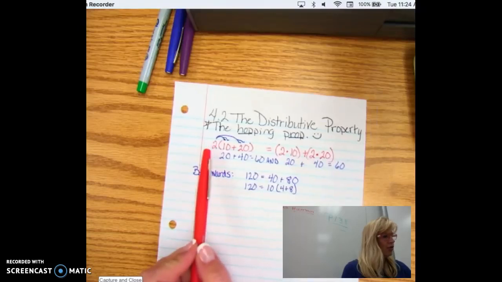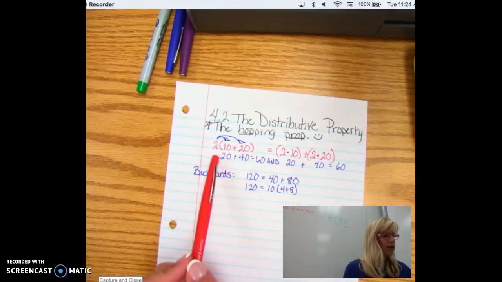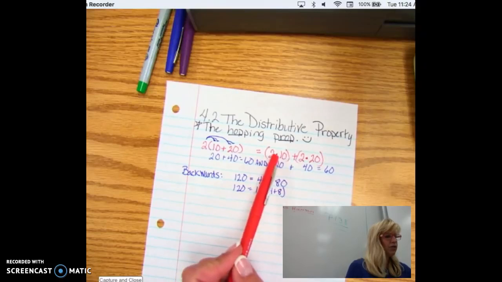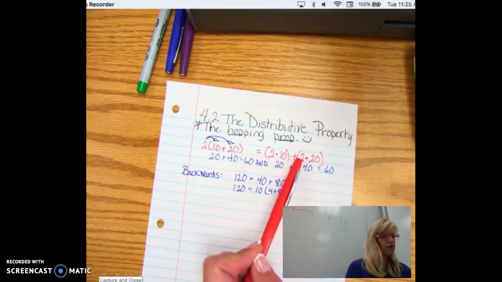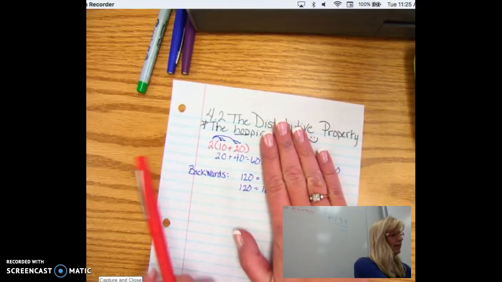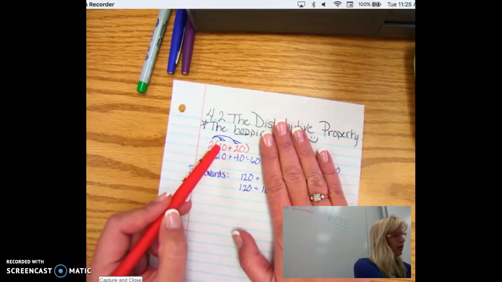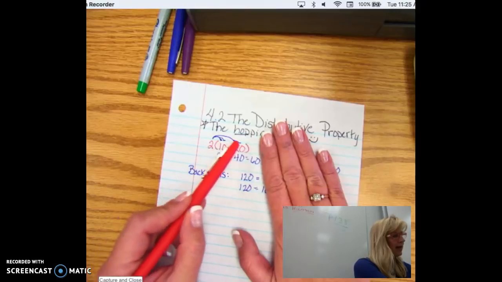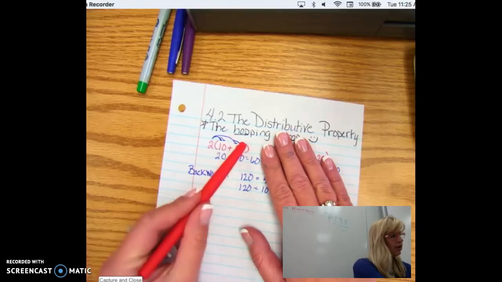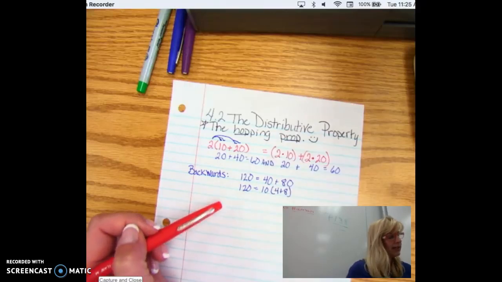So I'm going to show you 2 times, in parentheses, 10 plus 20. And I am going to demonstrate to you how the 2 can hop, and it becomes 2 times 10 plus 2 times 20. So first, let's just look at this side. If I just went through this and I said, okay, 10 plus 20 is 30, and then I multiply that times 2, just like normal order of operations, I'm going to get a 60.